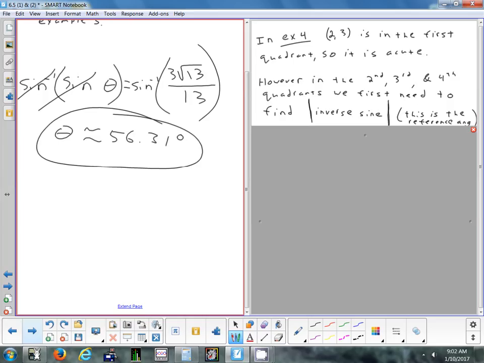So let's pretend that I had the point instead of, what was the point, 2, 3? Let's do negative 2, 3. What quadrant would negative 2, 3 be in? It'd be in the second quadrant. Negative 2, 3. I'm saying that that point is on the terminal side of an angle. There's my terminal side. And if they don't tell you where to draw it, you always put the initial side right there. So my question is now, how big is this angle?